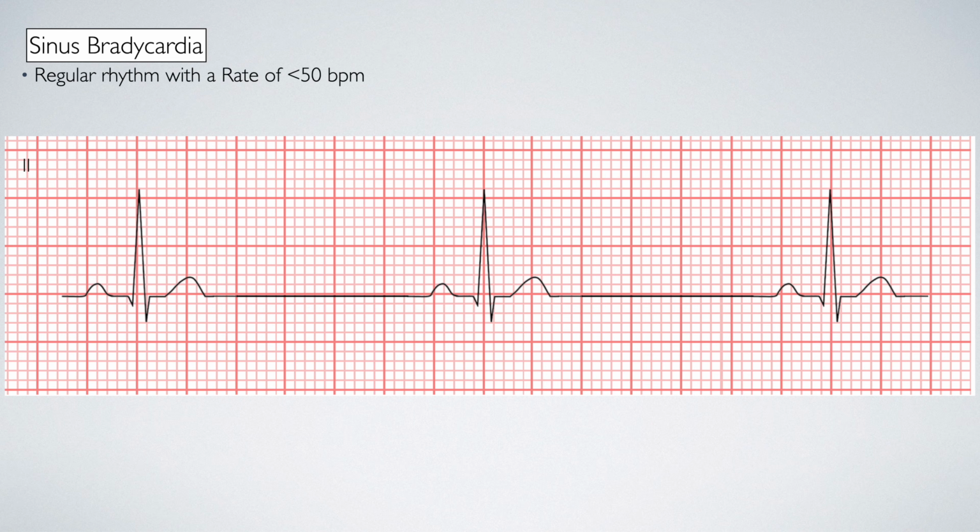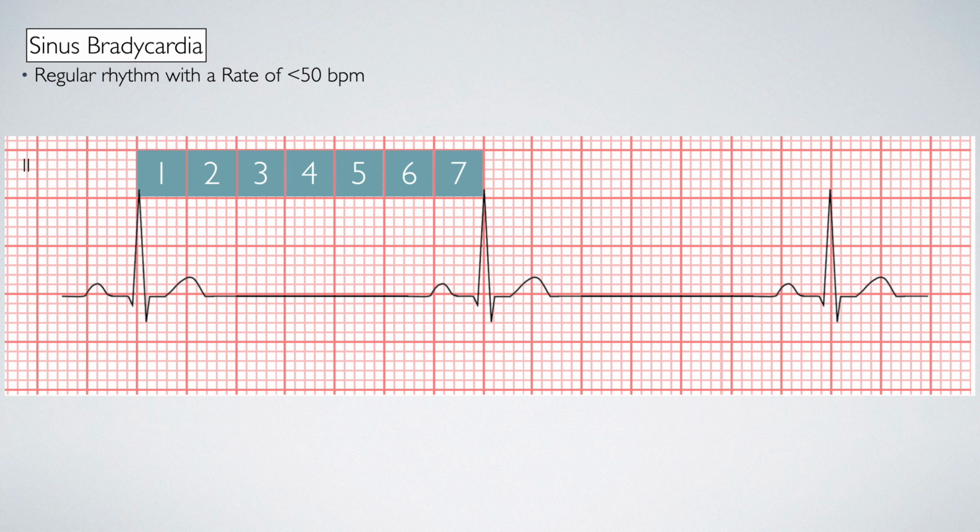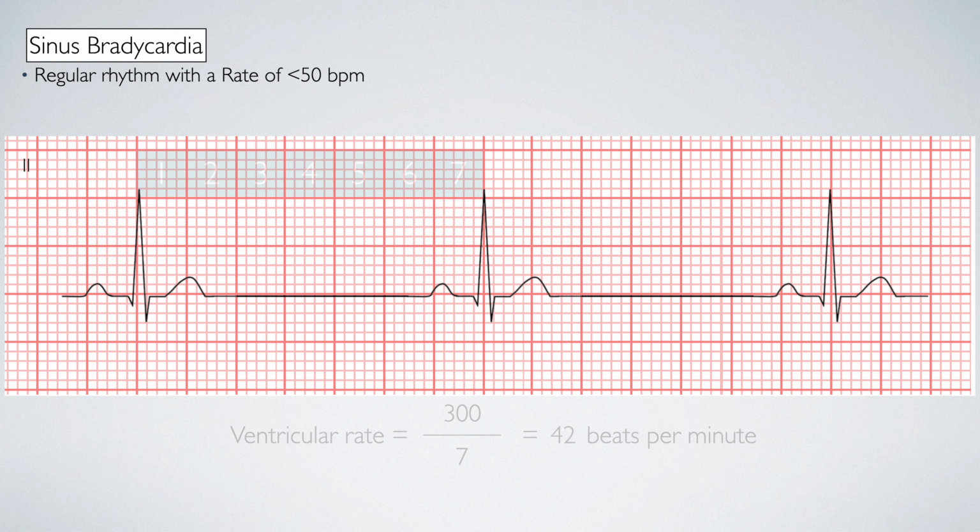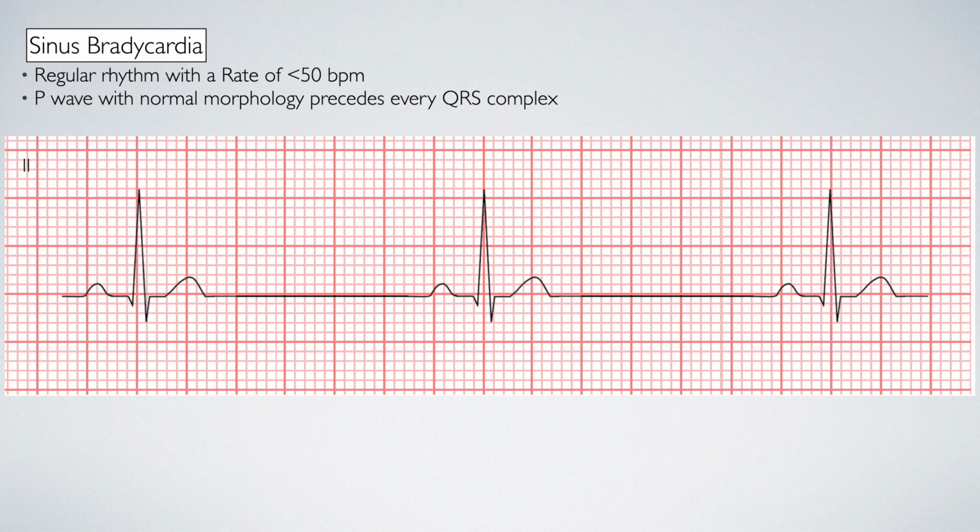To confirm the diagnosis of sinus bradycardia, there must be a regular rhythm, meaning that the R waves are equally spaced. The rate must be less than 50 beats per minute. Using our quick calculation method, you can see that the ventricular rate is 42 beats per minute. The P waves must be normal shape, positive in lead 2, and precede each QRS complex.